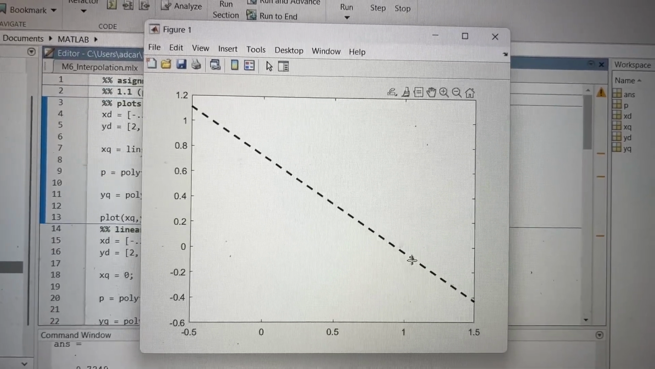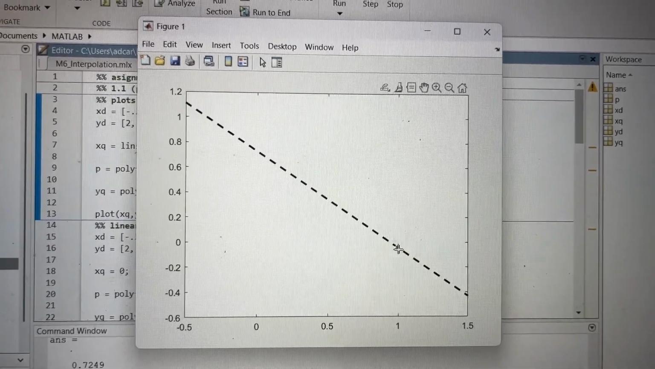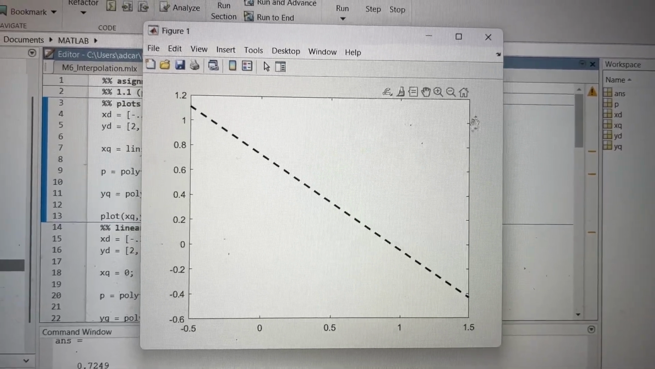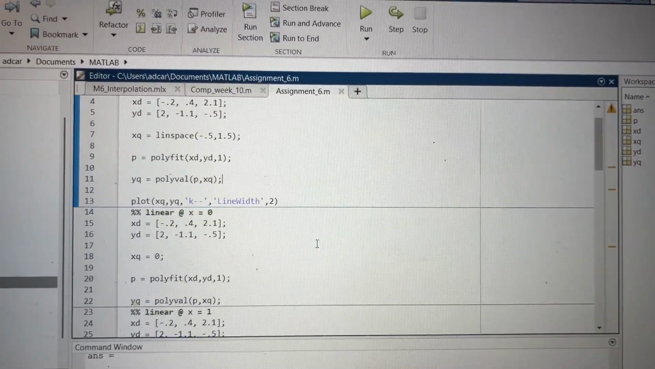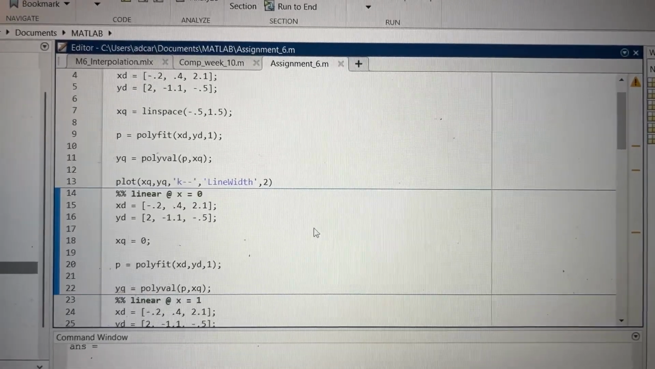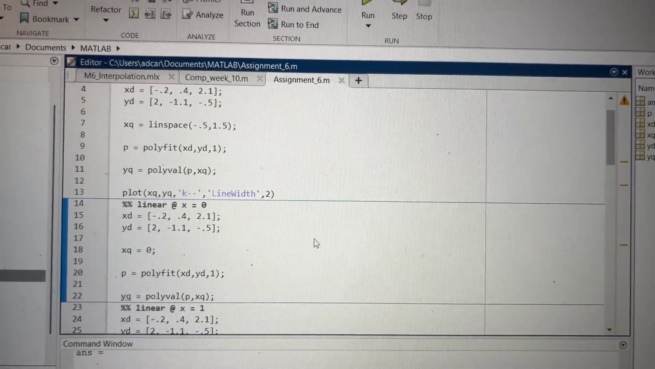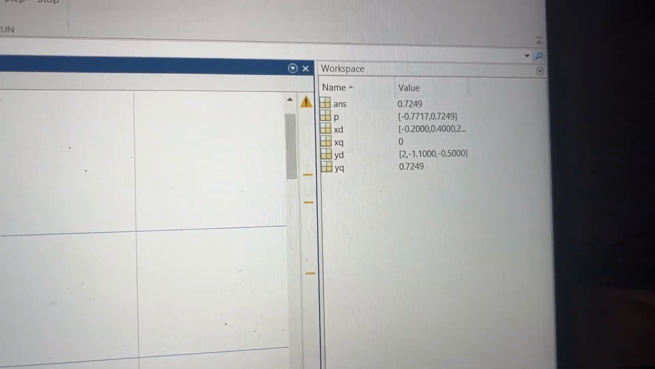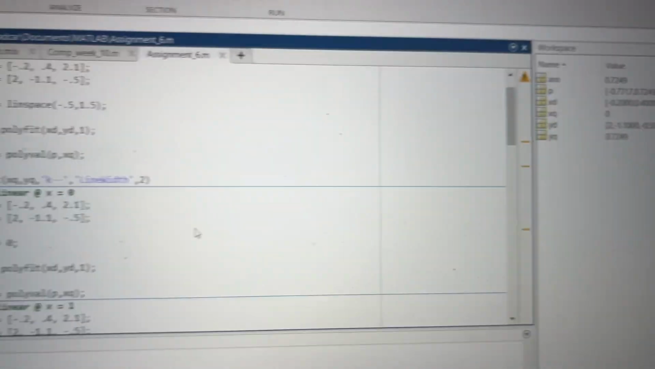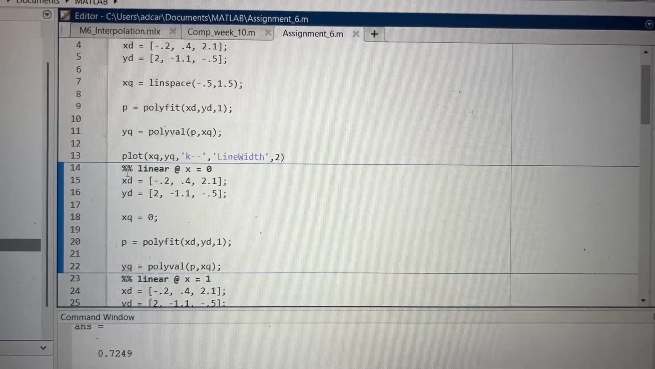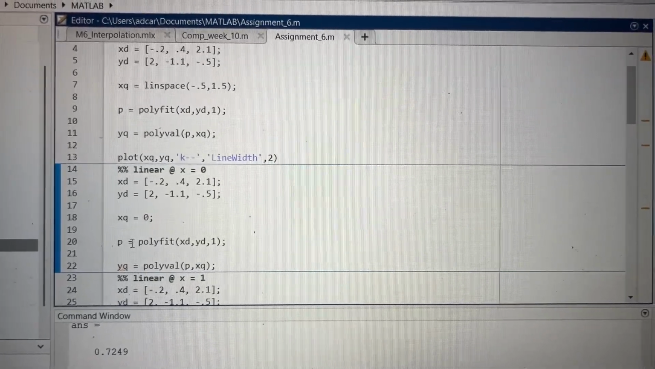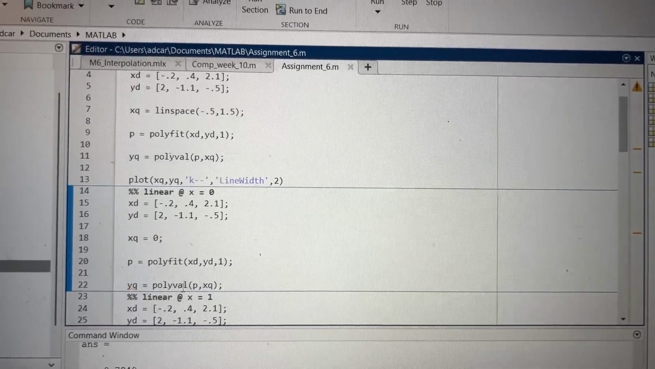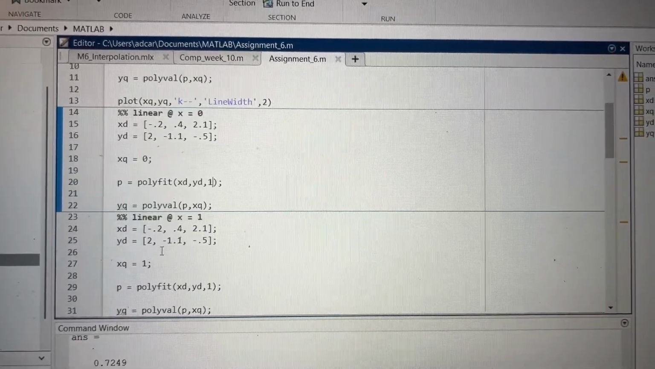Or here, I should probably read it out. So like negative 0.04 to negative 0.058. And then here is the interpolating linearly at x equals 0. So if I run that, hit enter, and then my y of q is about 0.7294 there. With that code, which is just my data set, my x of q, polyfit it to a linear formula, and then polyval to get the value.